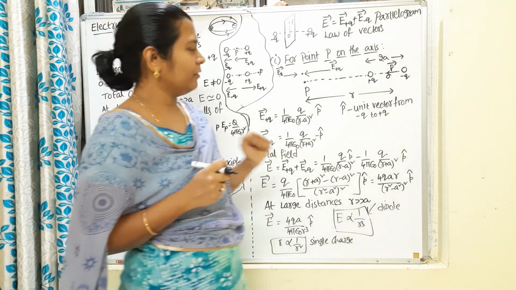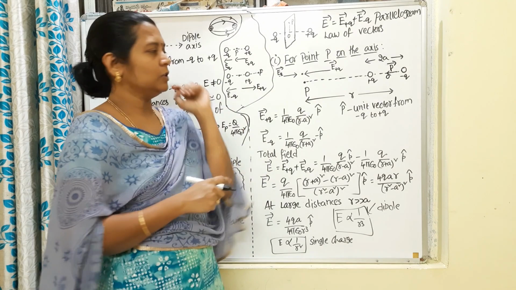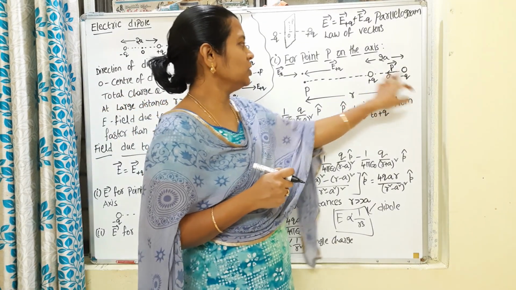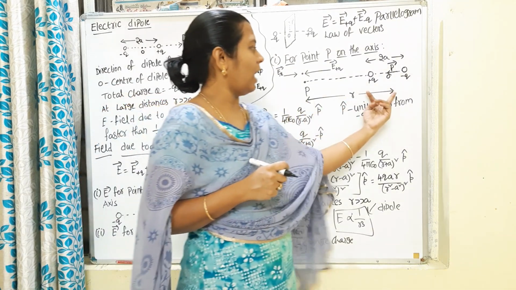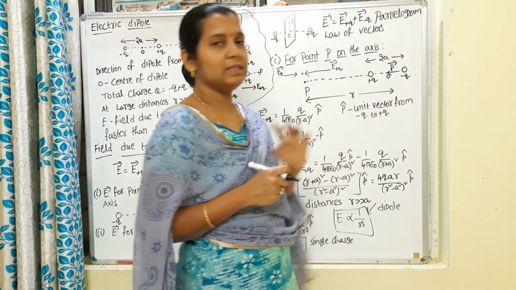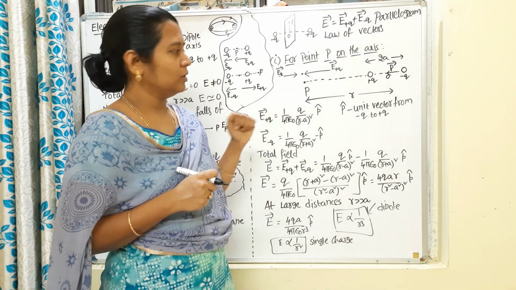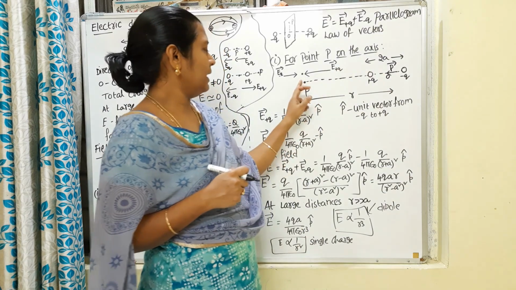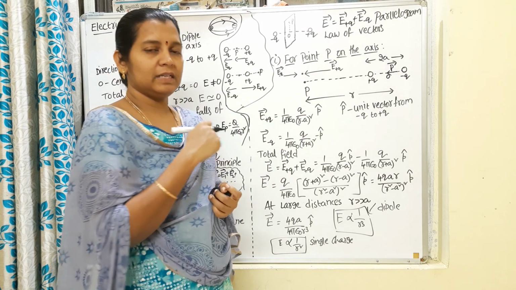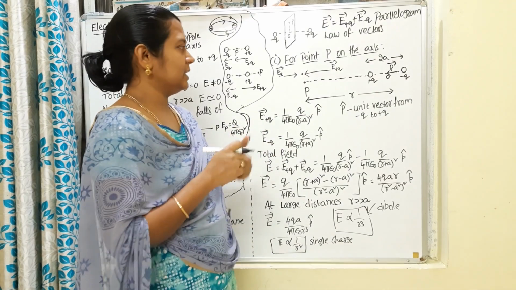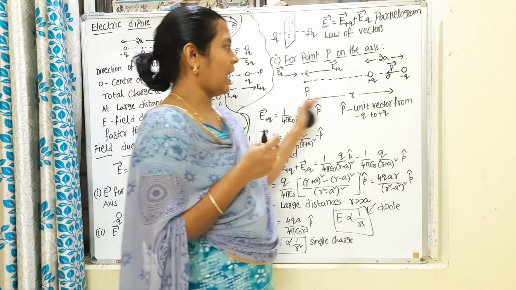Now, the electric field due to minus Q charge at point P. What is the distance between the minus Q charge and point P? It is r plus a. In which direction does the test charge experience force? If I keep a test charge, this minus Q attracts the test charge towards it, so it is acting in the right side direction. Right, and the distance is r plus a.